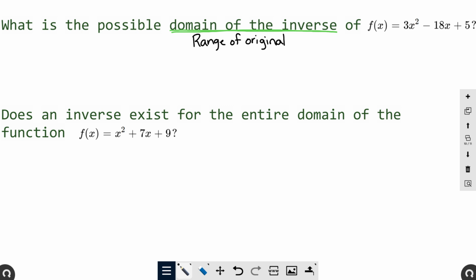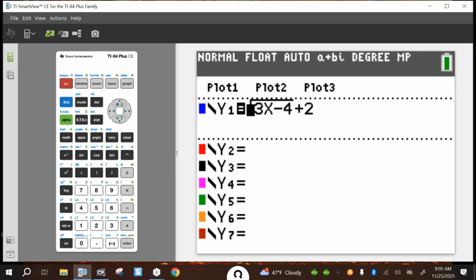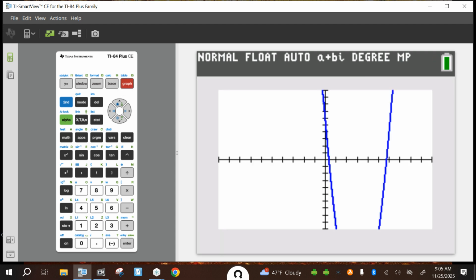And how do we figure out the range of that equation? Yeah, let's look at the graph, right? So everybody grab those calculators. Let's type it in. So y equals 3x squared minus 18x plus 5. And then hit graph.